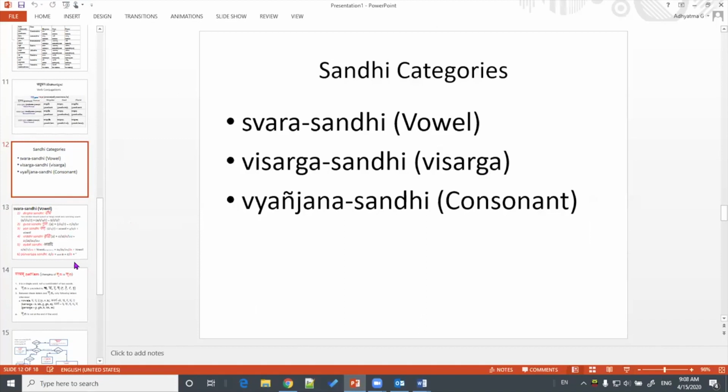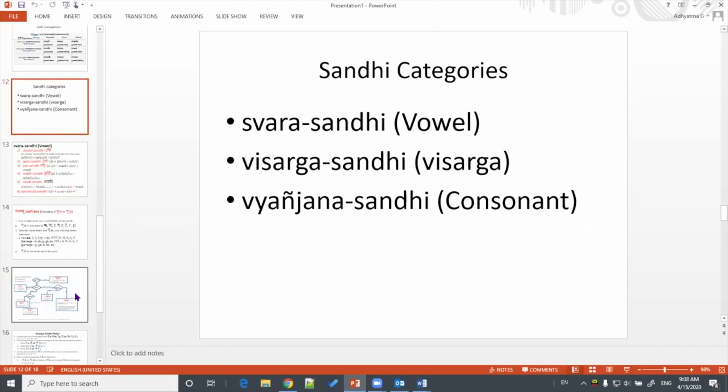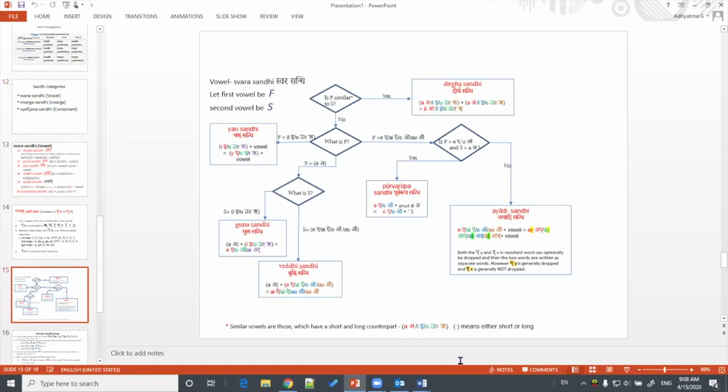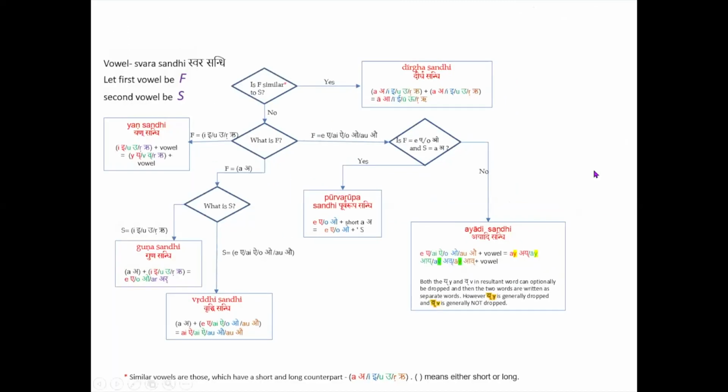So last time we did the Swara Sandhi and covered all aspects of Swara Sandhi, that is vowel Sandhi. I want to share with you this chart, this flow chart, graciously put together by Yogacharya Amit Baba from Seattle. It is one of the best representations I have seen for understanding the Swara Sandhi or vowel Sandhi.